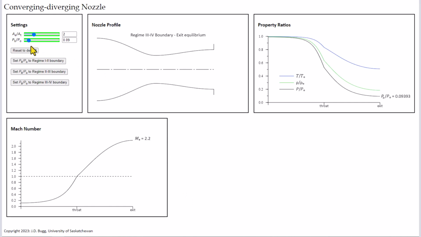Now we go to regime 4 with a further reduction in back pressure, down to 0.07. Now we have an expansion fan outside of the nozzle, and we can go all the way down to a back pressure of 0. This has been a quick overview of compressible flow through a converging, diverging nozzle.